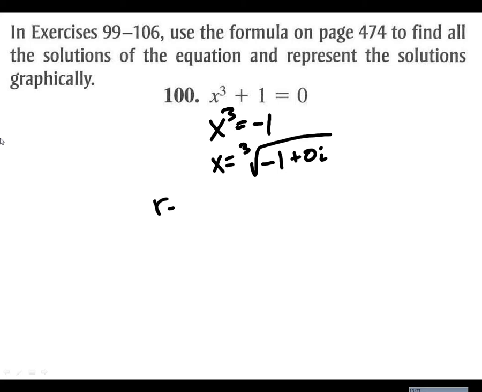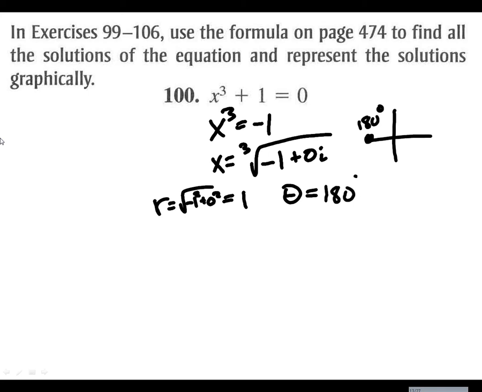The r, square root of negative 1 squared plus 0 squared, is just 1. Our tangent, and this is an easy one to think about. We don't even need to do the tangent. If we went negative 1 and up 0, we're at 180 degrees, or pi. So let's find the cube root. We're going to do the cube root of 1. We're going to do 180 divided by 3. And so our first answer is going to be 1 CIS 60 degrees.